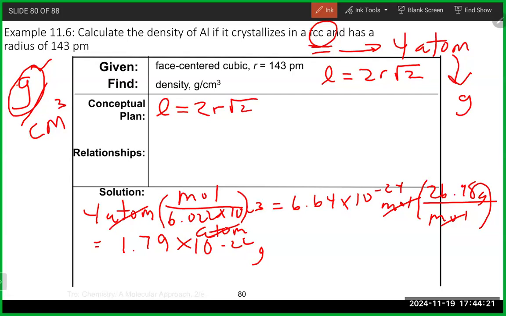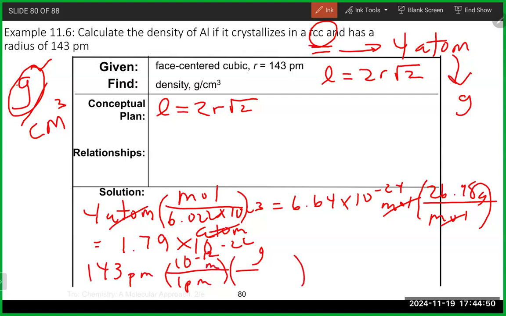Since our radius here is in picometers, I'm going to do a conversion first to convert the picometers into centimeters, and then I'll be in the right units and not have to worry about it. So I'm going to do that first. I'm going to take 143 picometers, and pico is 10 to the minus 12. So in 1 picometer, there is 10 to the minus 12 meters.